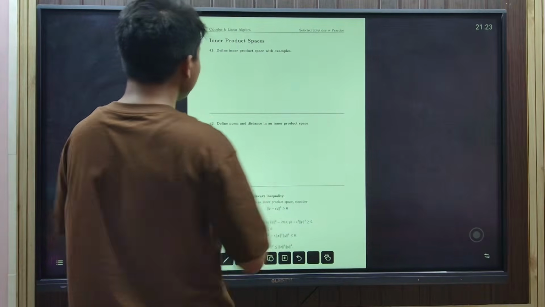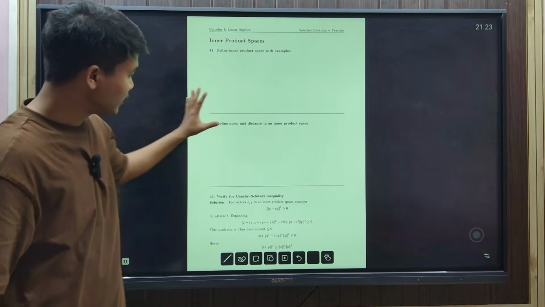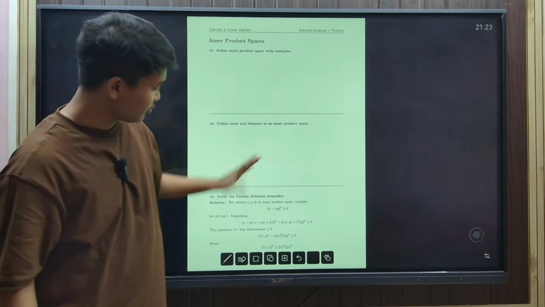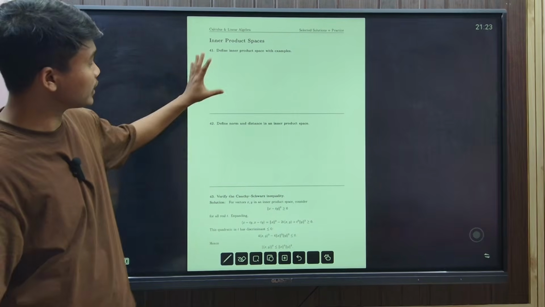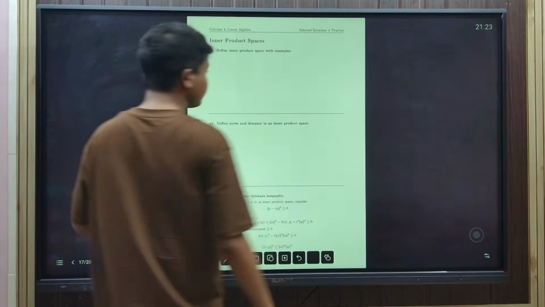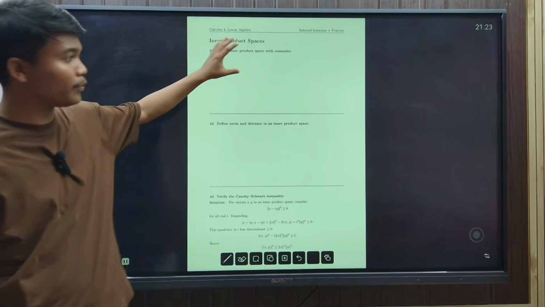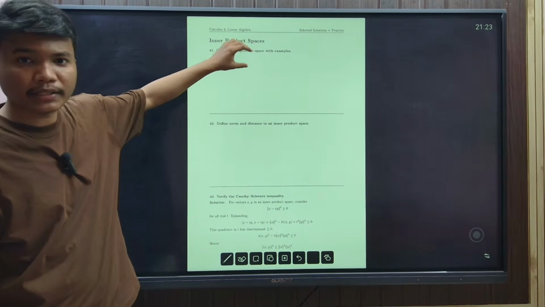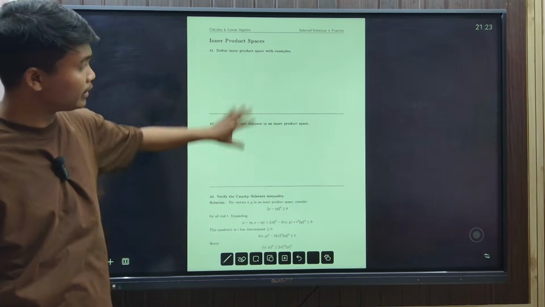How do you define inner product? Define norm and distance. These are some conceptual things you have to discuss, and see in your book also. So what is inner product? Inner product is a function. It satisfies some properties. I have discussed already.